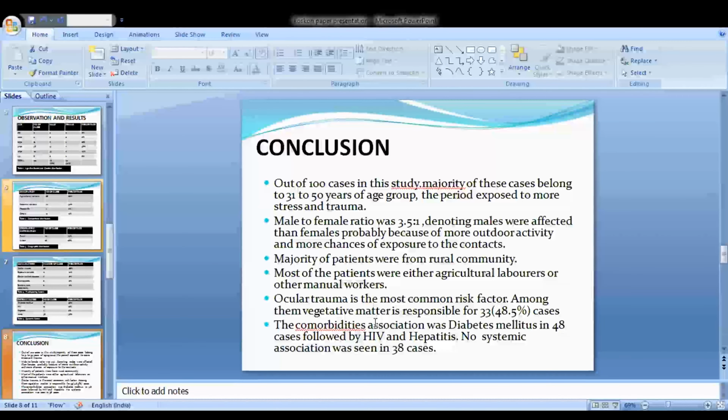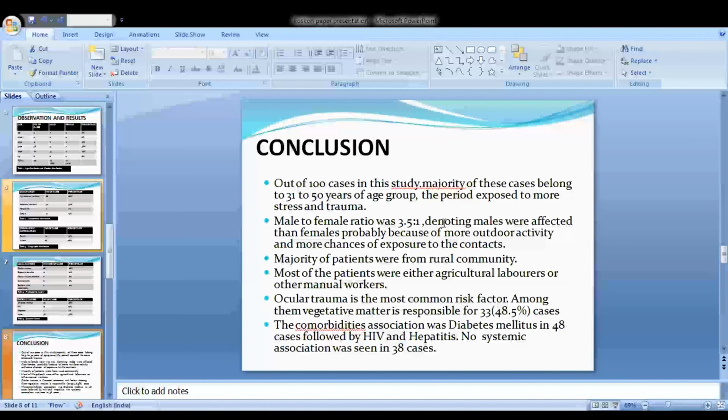Conclusion. Out of 100 cases in this study, the majority of these cases belong to the 31 to 50 years age group, the period exposed to more stress and trauma. Male to female ratio was 3.5:1, denoting males were affected more than females, probably because of more outdoor activity and more chances of exposure to the contacts.